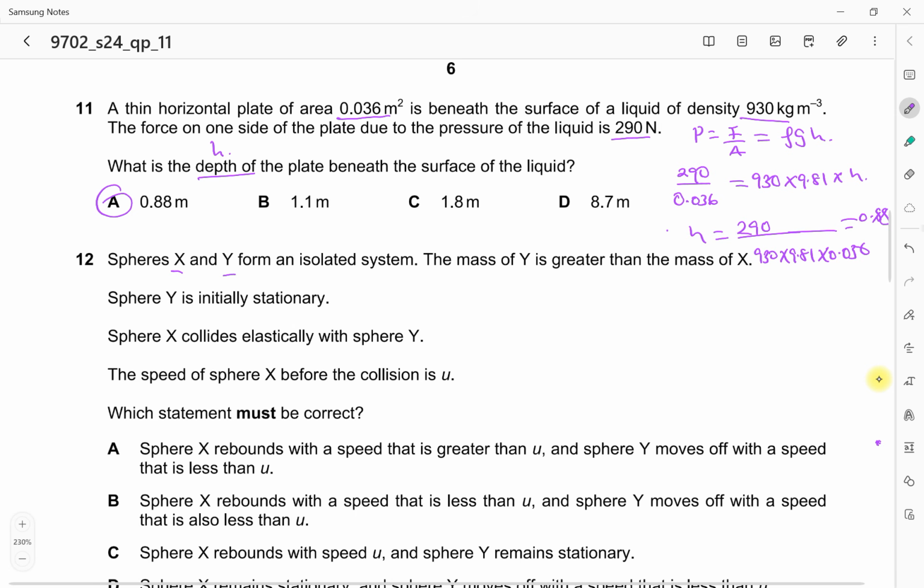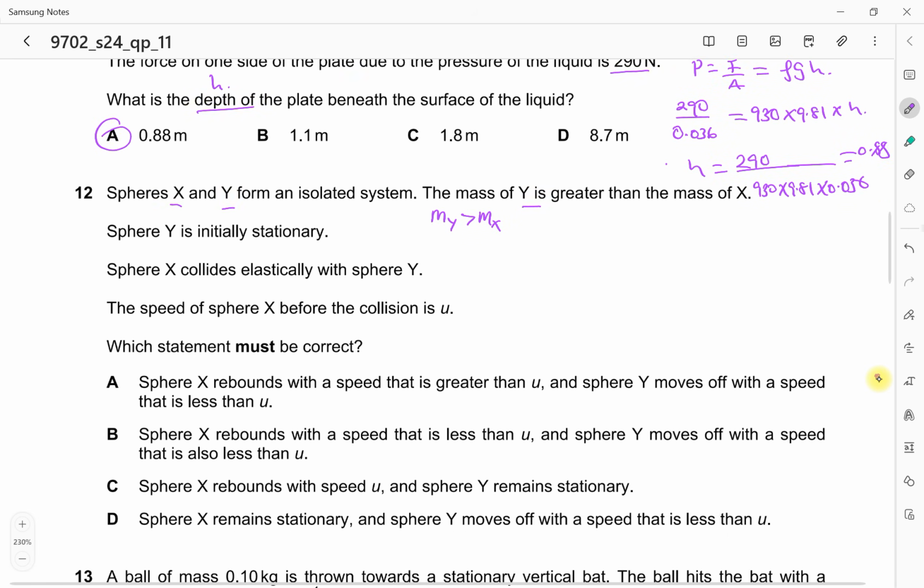Spheres X and Y form an isolated system. The mass of Y is greater than the mass of X. So M of Y is greater than M of X. Sphere X collides elastically with sphere Y. The speed of sphere X before the collision is u. Which statement must be correct?